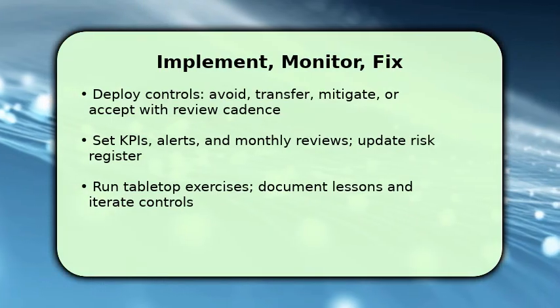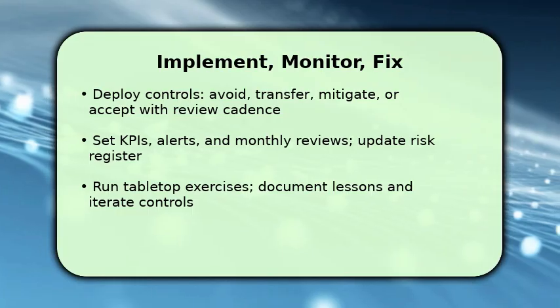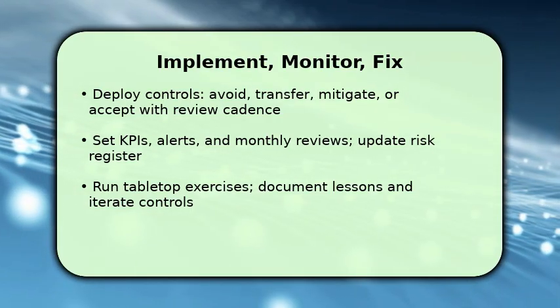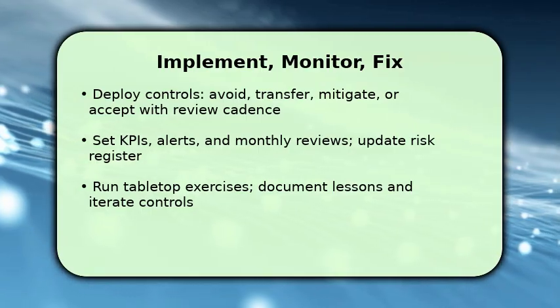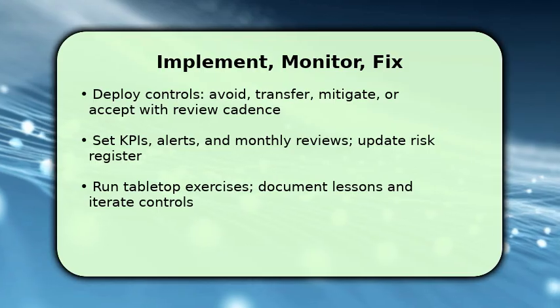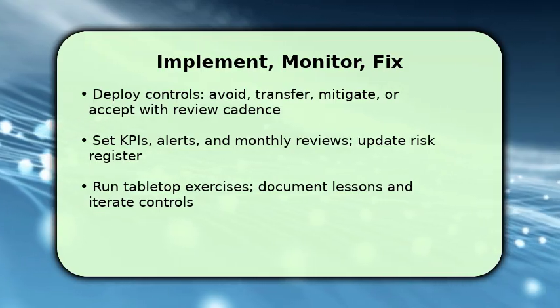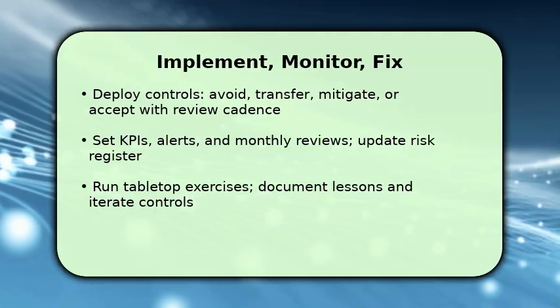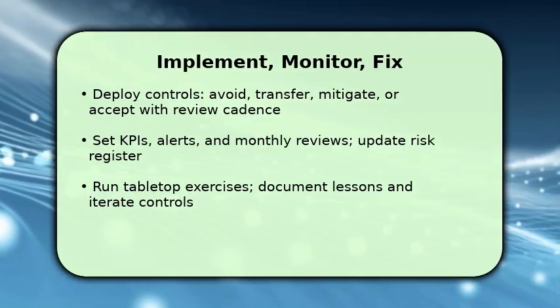You finish by implementing chosen controls and building a feedback loop. Deploy the selected mix of avoidance, transfer, mitigation, or controlled acceptance, then set KPIs and alerts and schedule monthly reviews to update the risk register. Once controls are live, run tabletop exercises to validate assumptions and adjust resources.